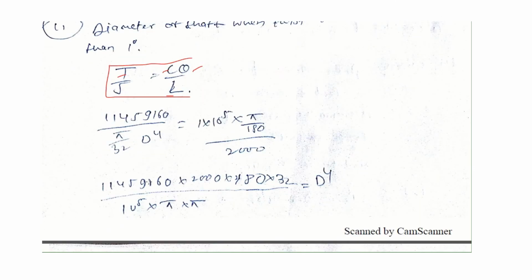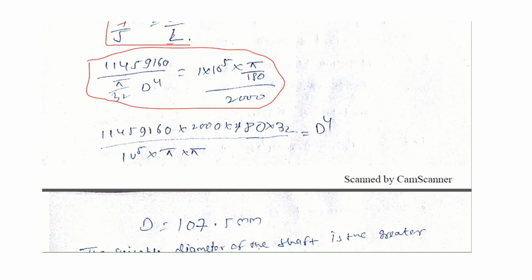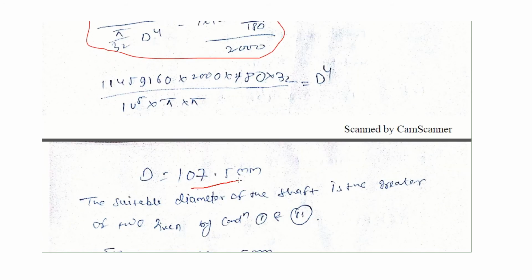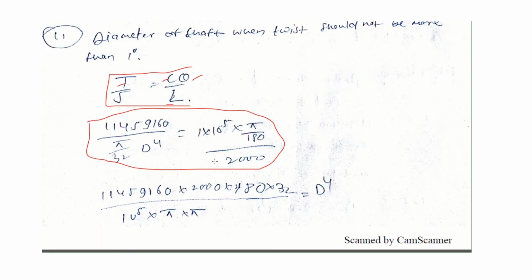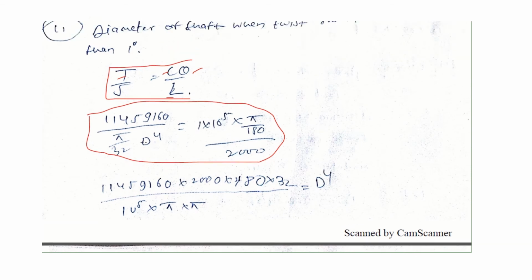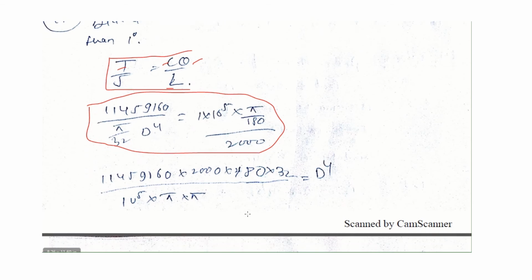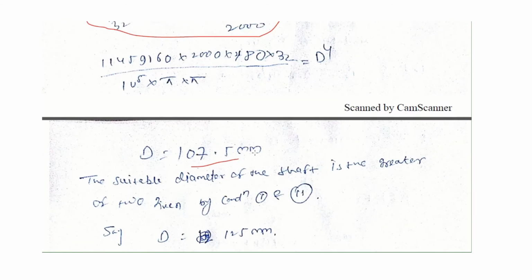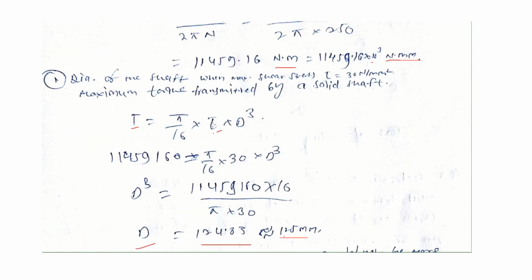Now we calculate these terms. So it will give a diameter of 107.5 mm. From both the conditions, there are two diameters, one smaller and one greater. So we use the greater one, because if we use the smaller one, the shear stress is exceeded.